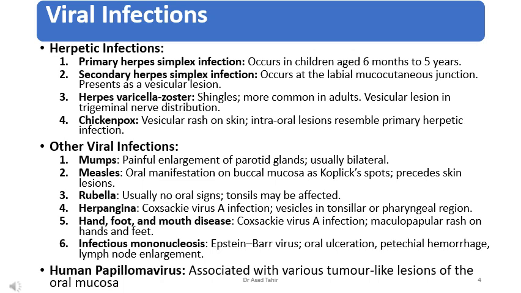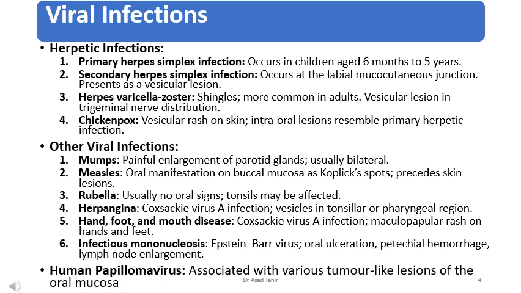Other viral infections. Mumps: painful enlargement of the parotid glands, usually bilateral. Measles: oral manifestation on the buccal mucosa as Koplik spots, which precede skin lesions. Rubella: usually no oral signs, tonsils affected. Herpangina: Coxsackie virus A infection, vesicles in the tonsillar or pharyngeal region. Hand, foot, and mouth disease: Coxsackie virus A infection, maculopapular rash on hands and feet.